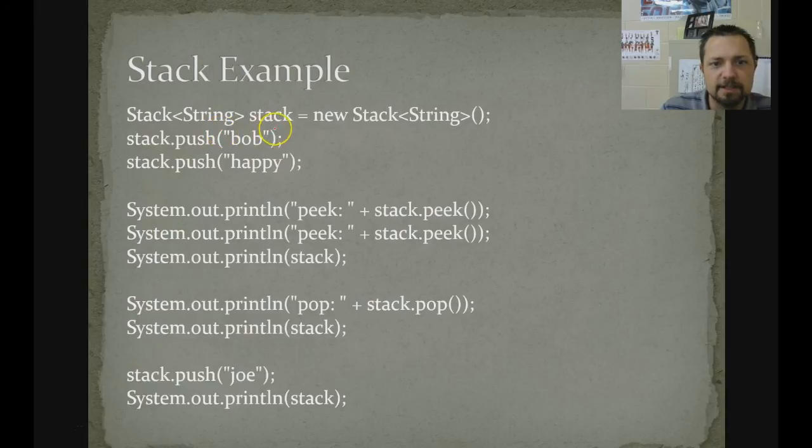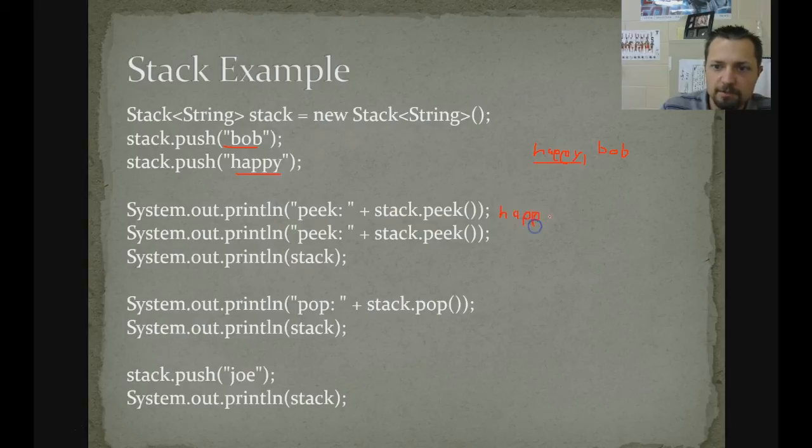Stack<String> stack equals new Stack<String>. The first thing we're going to do is put Bob on the stack. So Bob goes on. He's at the top of the stack. Now we push Happy. Happy gets put on the stack, position 0. So it's Happy, comma Bob. Happy's on top. If we were to peek, we would see the text Happy. It would not remove anything from the stack.